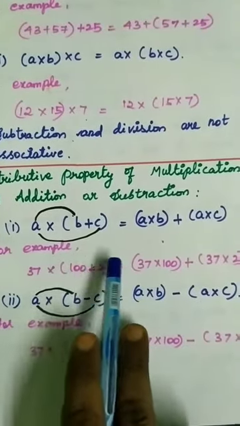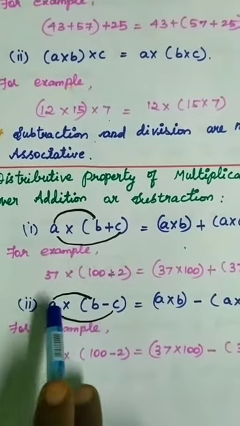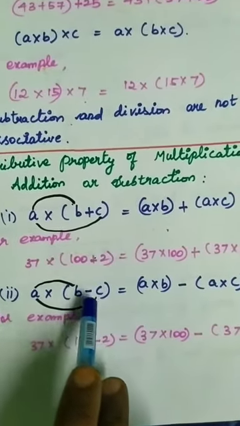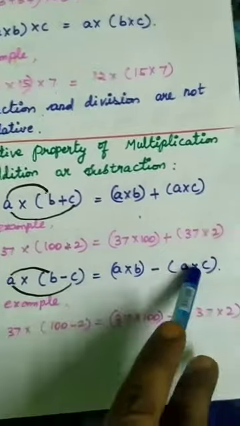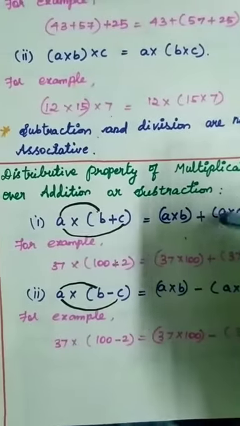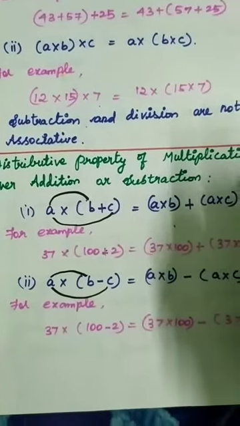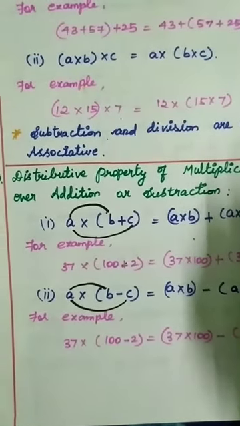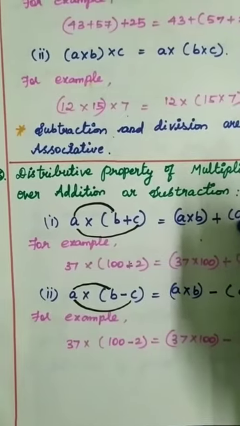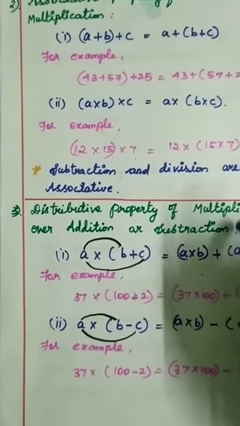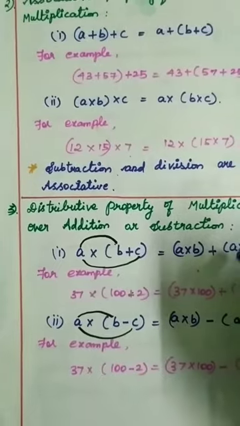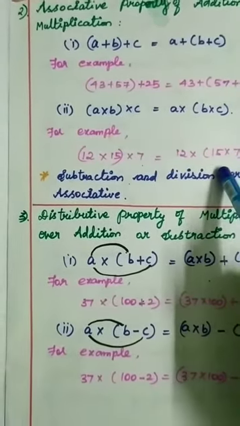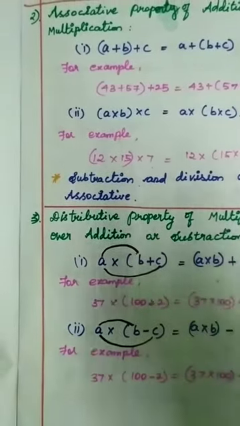Very simple. Go to the next, a into (b minus c) equal to a into b minus a into c. That's it. This property is called distributive property of multiplication over addition or subtraction. Can you understand these properties? Here we have seen three properties: the commutative property, the associative property, and the distributive property. Go to the next one.